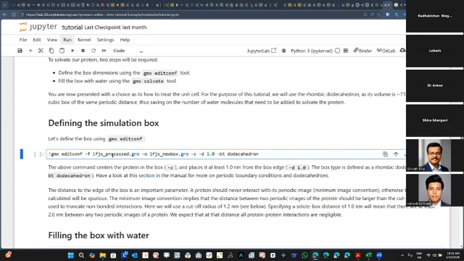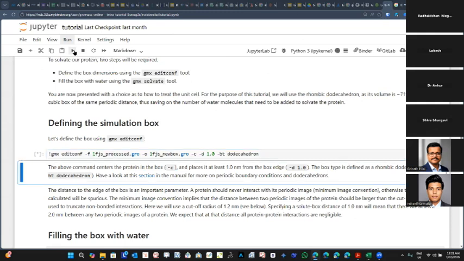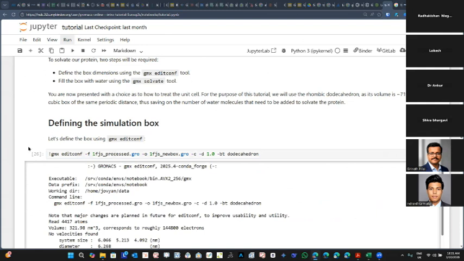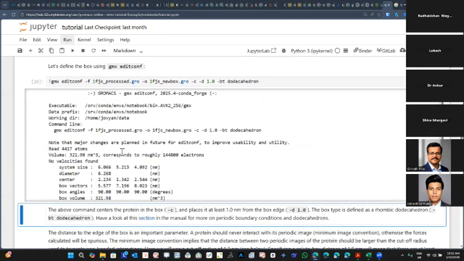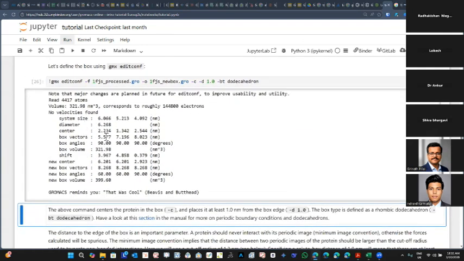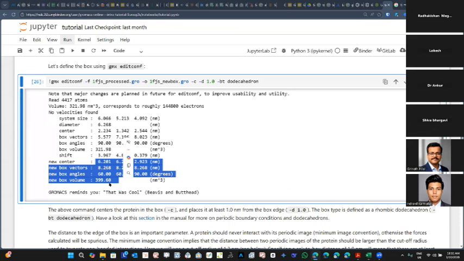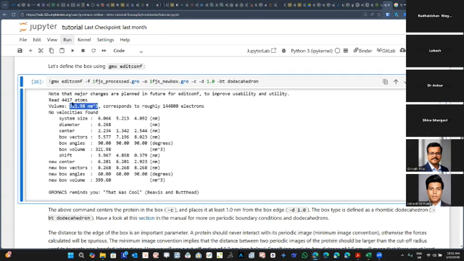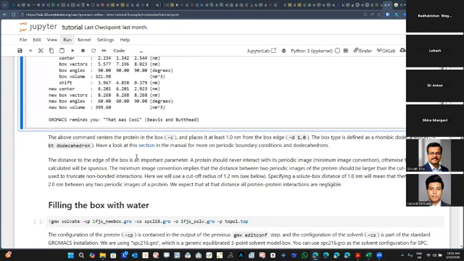Now we wanted to solvate our system, adding water molecules. So we are solvating it with a dodecahedron shape, and it is trying to look at the size of the box, vectors, angles, and it tries to adjust the center, box angles and vectors based on the size or the shape that we have given. And it is trying to tell you the volume. It is having 4,417 atoms of proteins and these many electrons.